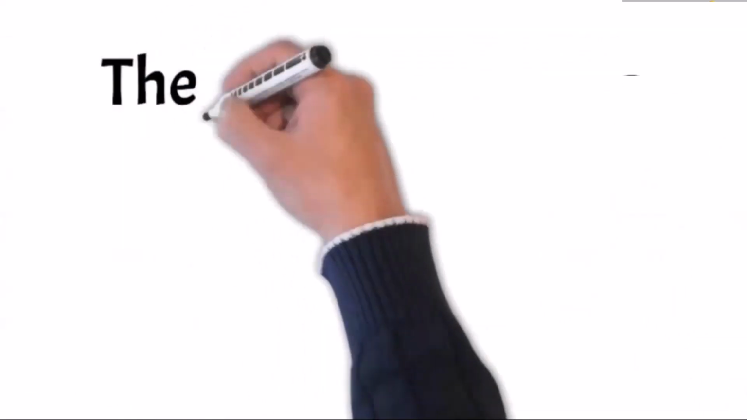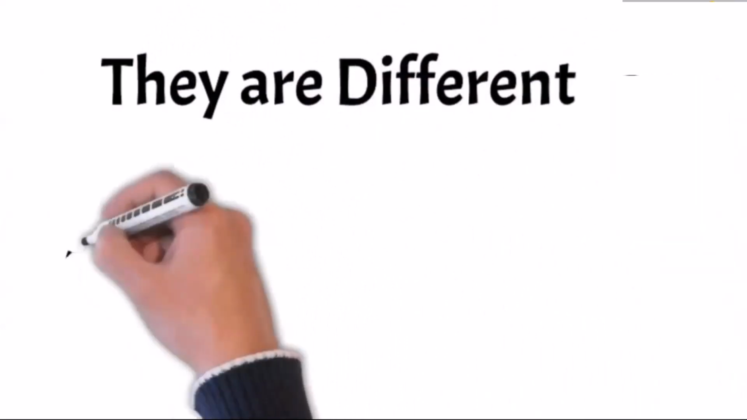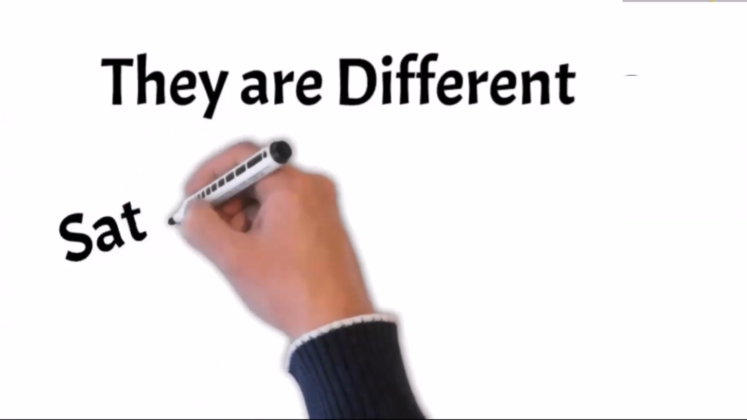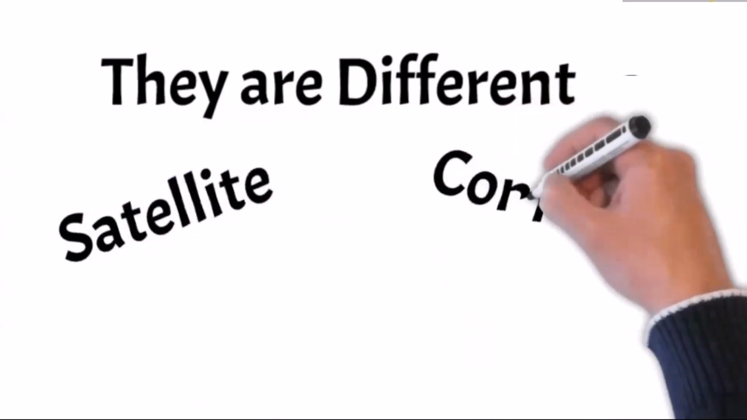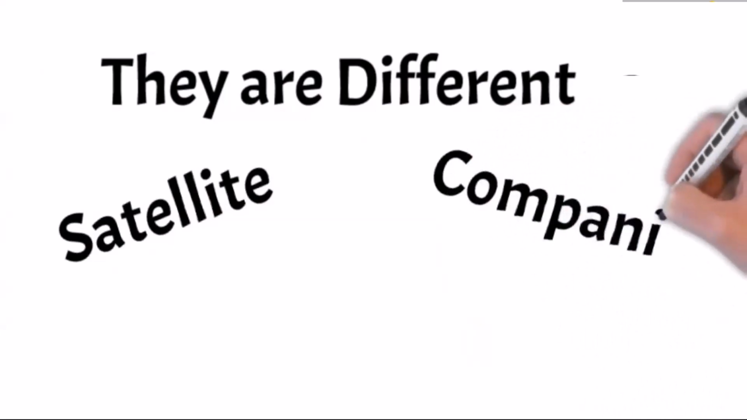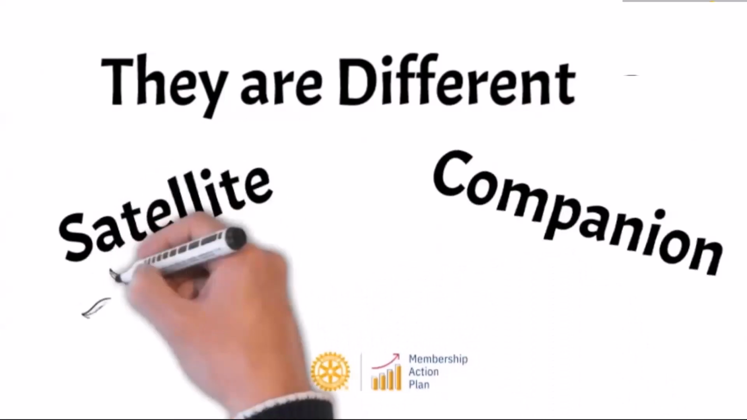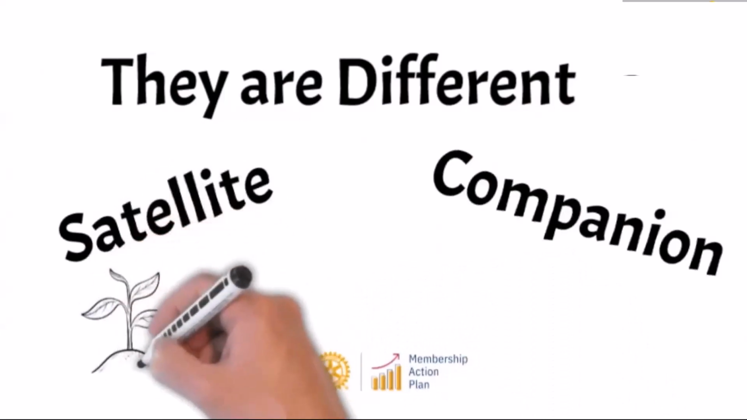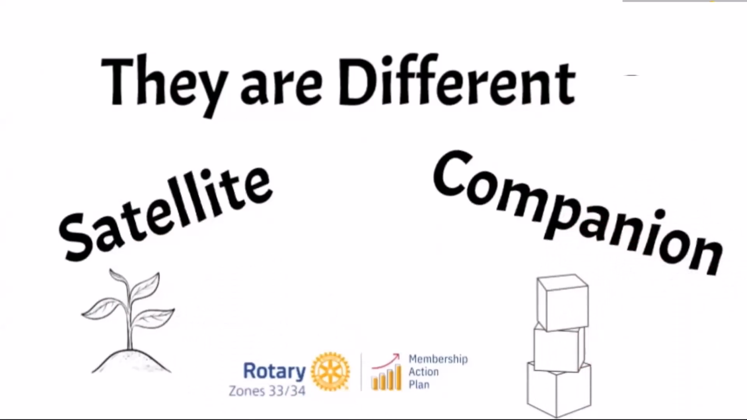So, what's the key difference between satellite clubs and companion clubs? Satellite clubs are mainly about growth and creating new Rotary clubs, while companion clubs are known for extending the impact of an existing club with powerhouse growth and giving the clubs a tool to minimize attrition. In Rotary, whether it's a satellite club or a companion club, our aim remains the same: making a positive difference in our communities and the world.